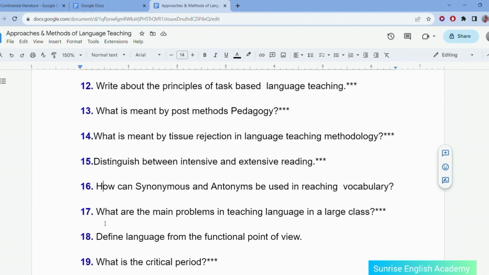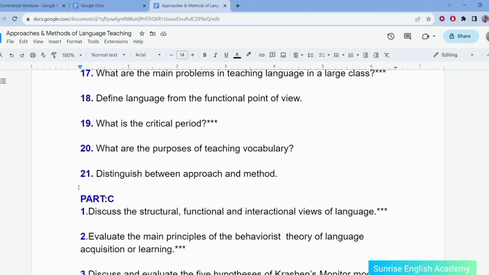17. What are the main problems in teaching language in a large class? 18. Define language from the functional point of view. 19. What is the critical period? 20. What are the purposes of teaching vocabulary? 21. Distinguish between approach and method.